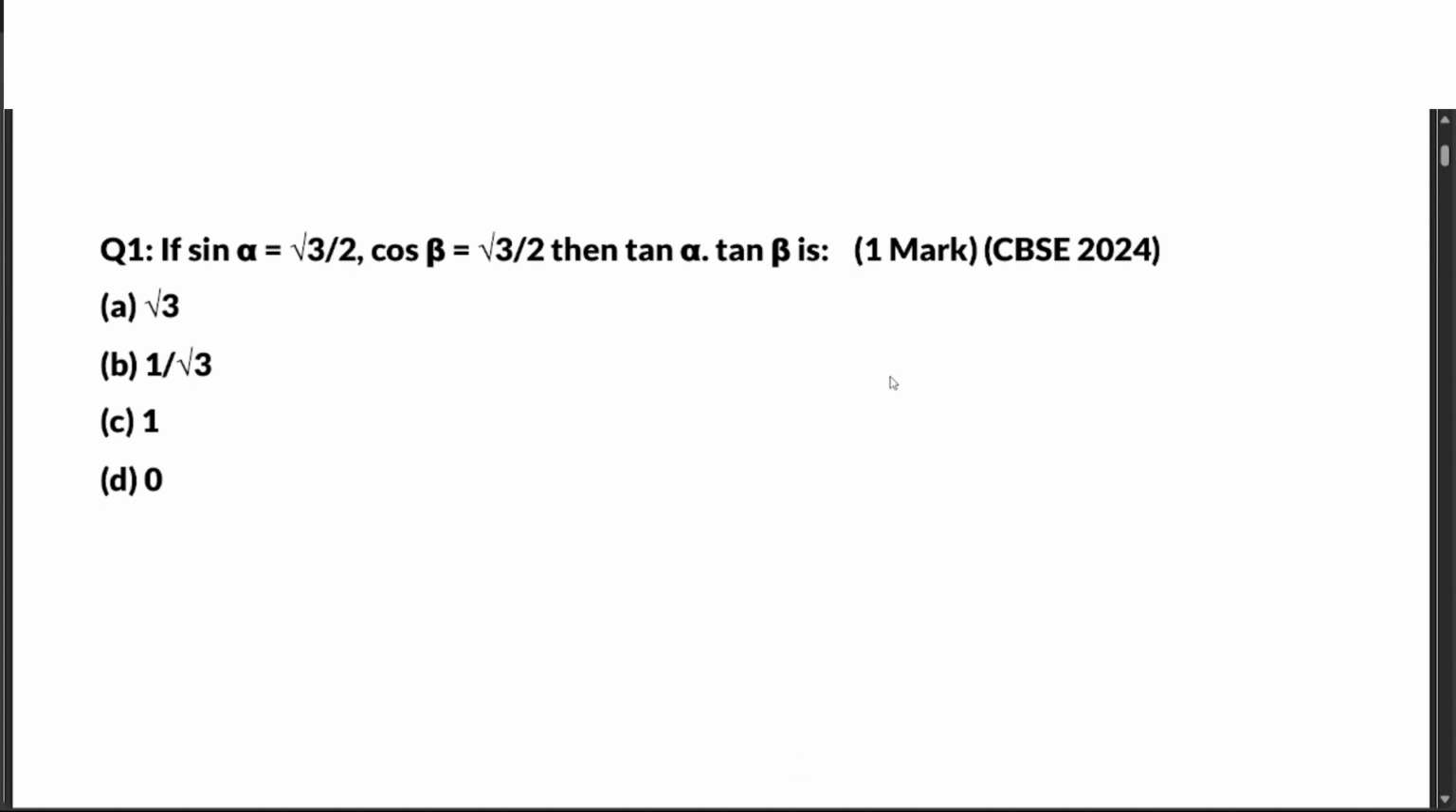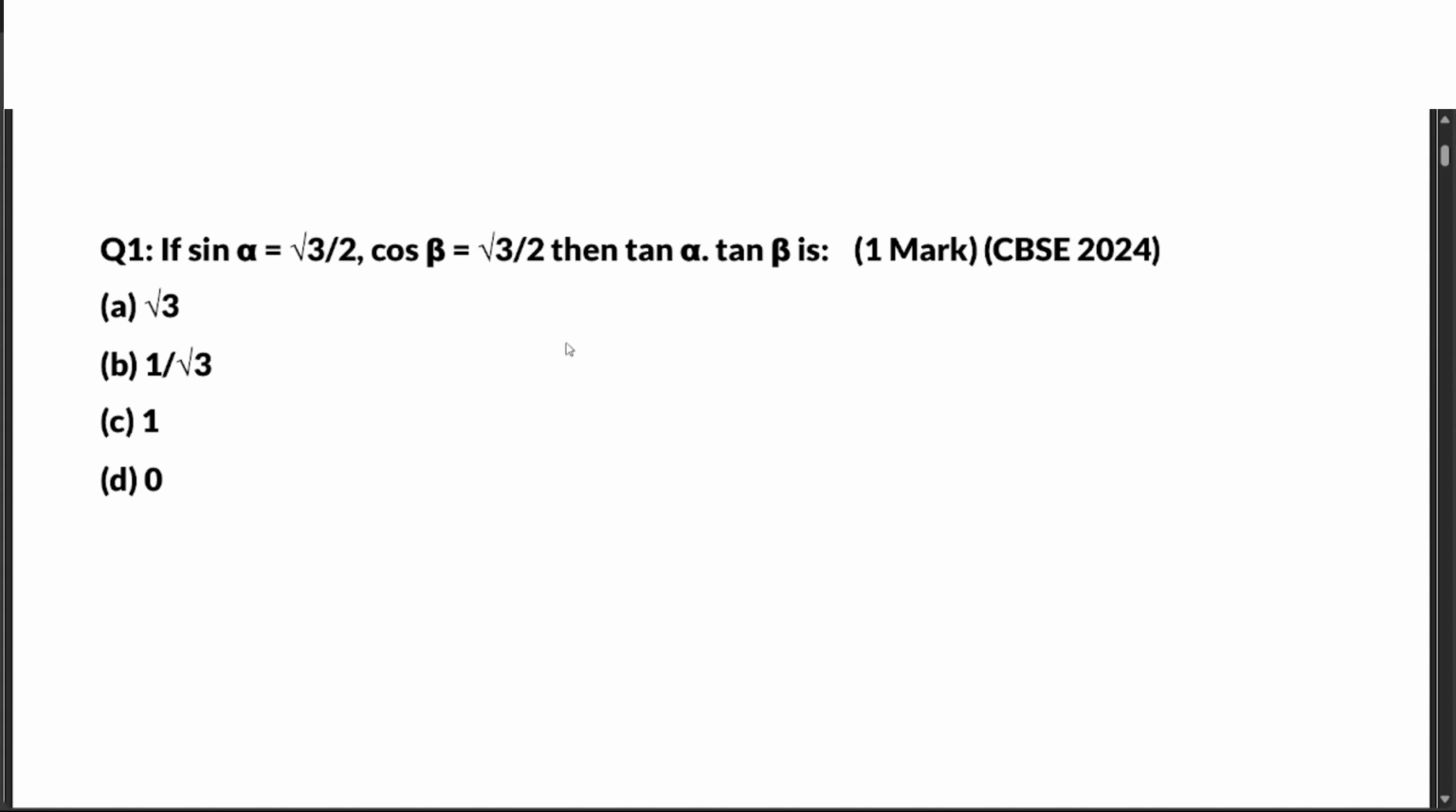Okay, so let's start our video of introduction of trigonometry. So you can see the first question, from the introduction of trigonometry 2024, is a 1 mark MCQ. It says if sine alpha is root 3 over 2 and cos beta is root 3 over 2, then find tan alpha into tan beta.